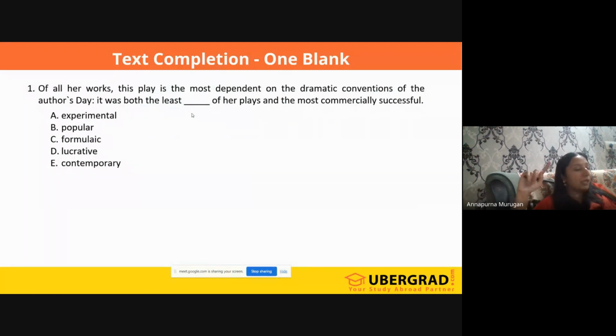Now ping me all the answers here. Whether it is experimental, popular, formulaic, lucrative, or contemporary, kindly tell me. Guess the word. Text me, guys. Don't worry, even if it is wrong, don't worry. Lucrative. Yes.